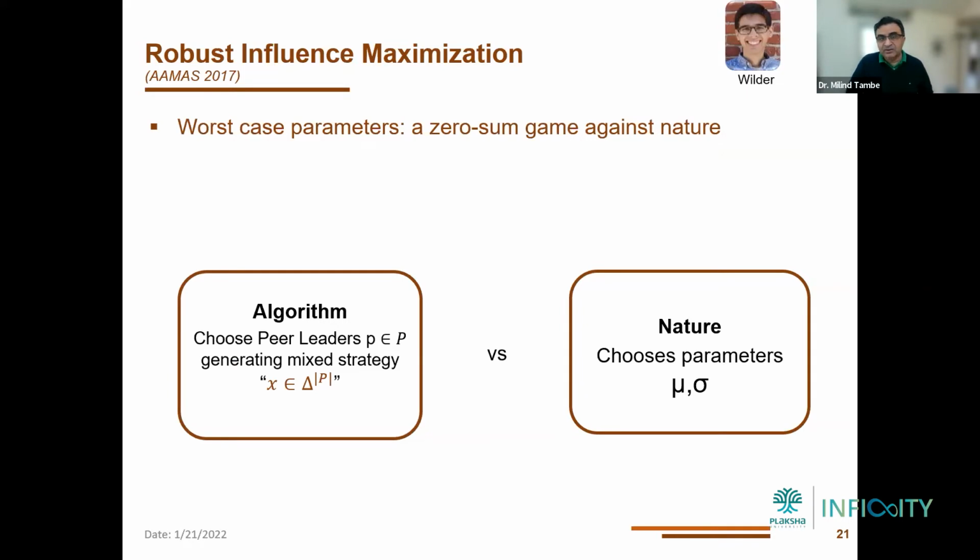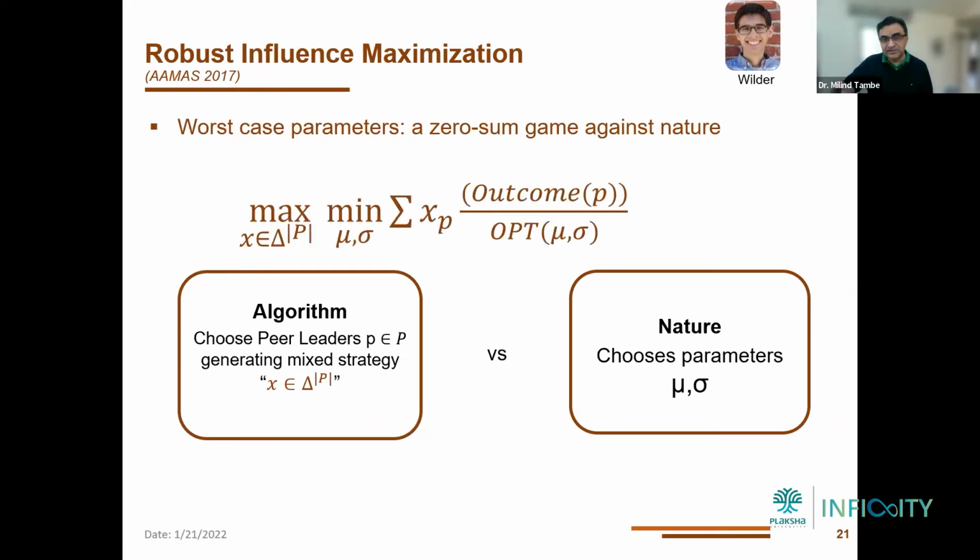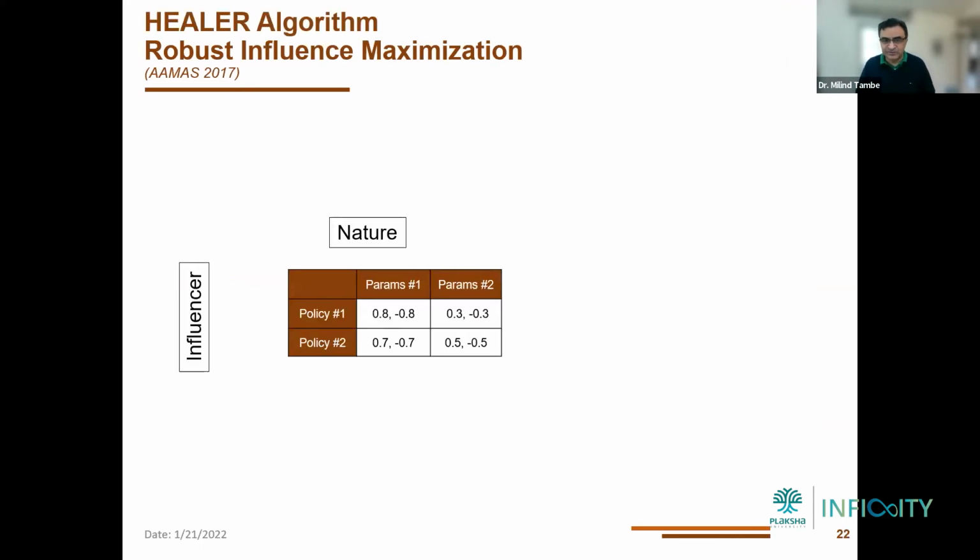So in our algorithm, we are trying to choose the top peer leaders to spread influence, the top influencers. Nature is trying to choose parameter settings to cause our algorithm to perform as badly as possible. So we are trying to maximize influence, but nature is trying to minimize influence. And our reward here is the outcome of our choice of influencers compared to the optimal possible had we known nature's parameter choices in advance. There are some details here of mixed strategies and pure strategies. For those interested, they can look at our AAMAS 2017 paper. But let me sketch for you how we solve this game.